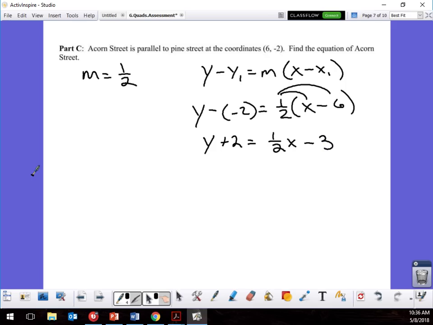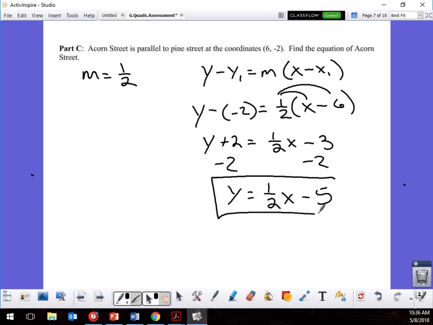I'm almost there. It has to be into y equals. Subtract 2. Yeah, that's it. So I turn it into y equals.